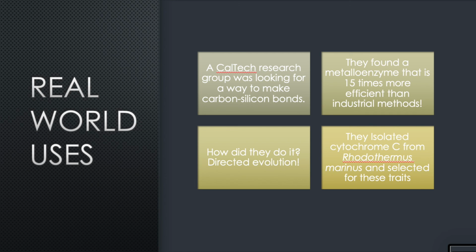A group of researchers at Caltech were looking for a new way to create carbon-silicon bonds, which are extremely expensive and costly to create. They ended up using directed evolution on cytochrome C from bacteria to create a metalloenzyme that is 15 times more efficient than industrial methods. This is a great example of how directed evolution can help us be more environmentally friendly and help us be more efficient in time, money, and energy.